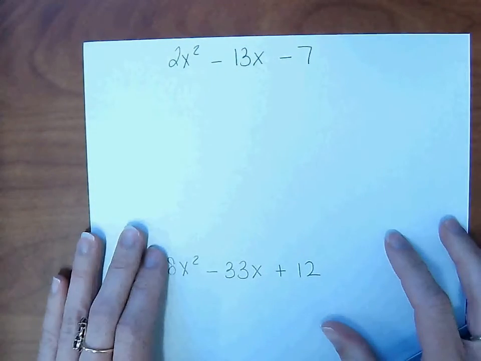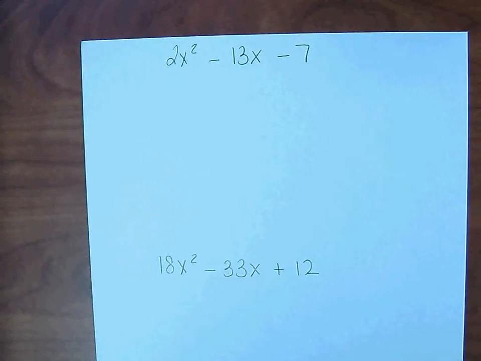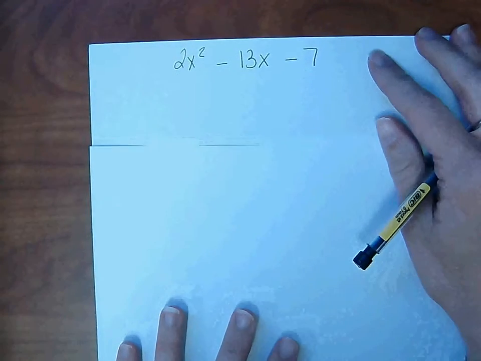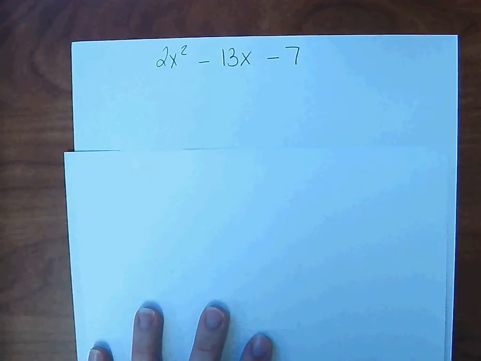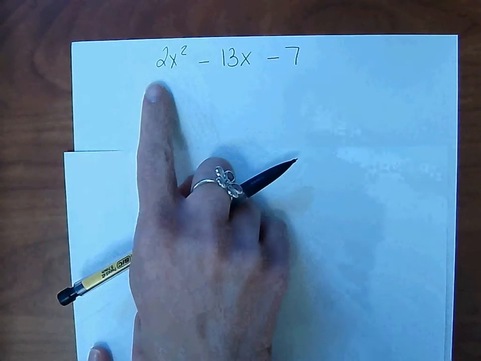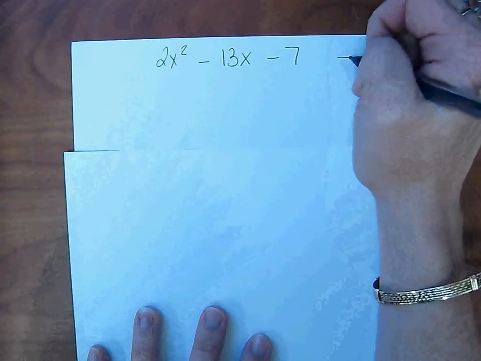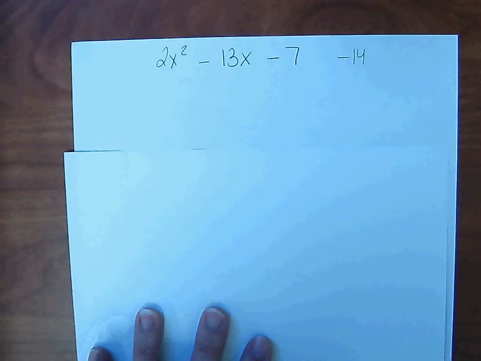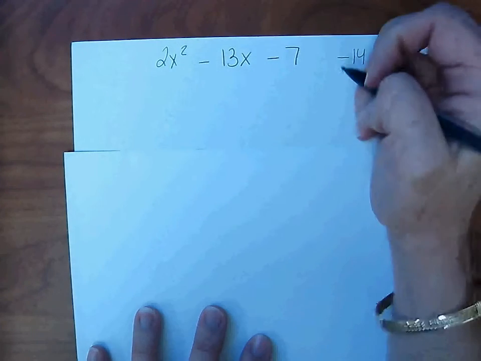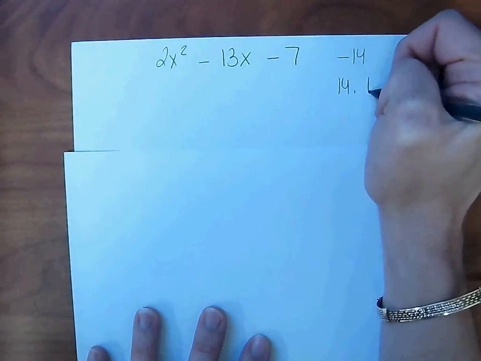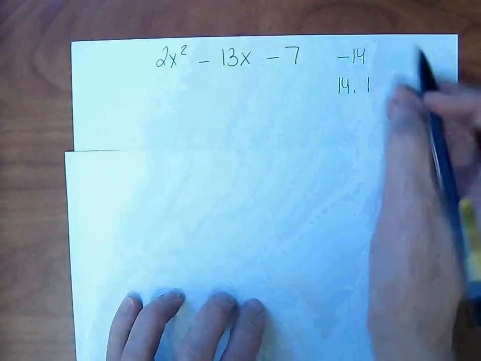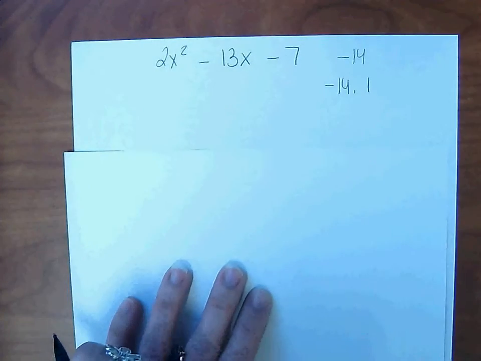2x squared minus 13x minus 7. Again, there is no GCF that can come out of all three of the terms. So I'm going to multiply a and c together. That's negative 14. And I got to think of the factors that would make a negative 13. So 14 and 1. One has to be negative, and by looking at the b term, it's going to be a negative 14 and a positive 1.